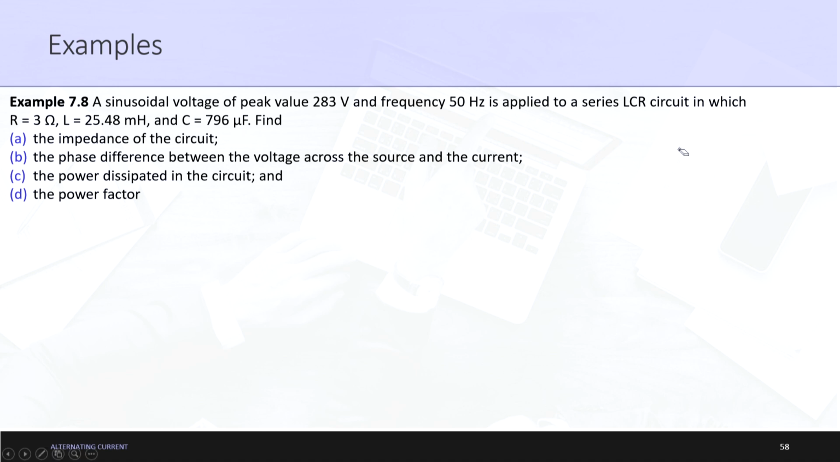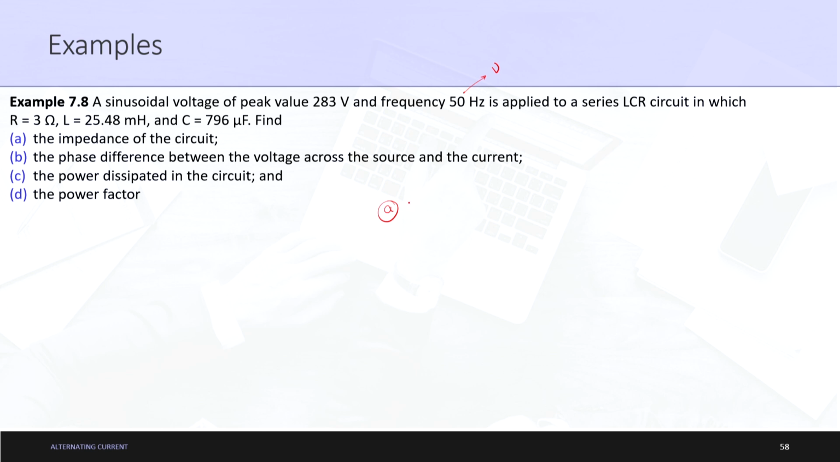A sinusoidal voltage of peak value 283 volts and frequency 50 hertz, so the value of nu is given in the question, is applied to a series LCR circuit in which capital R, capital L, and capital C are also given in the question. First of all, the question asks us to find the impedance of the circuit. Let us go one by one.